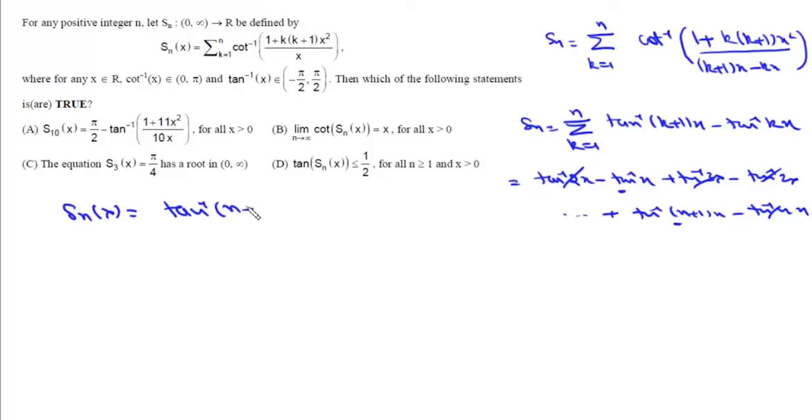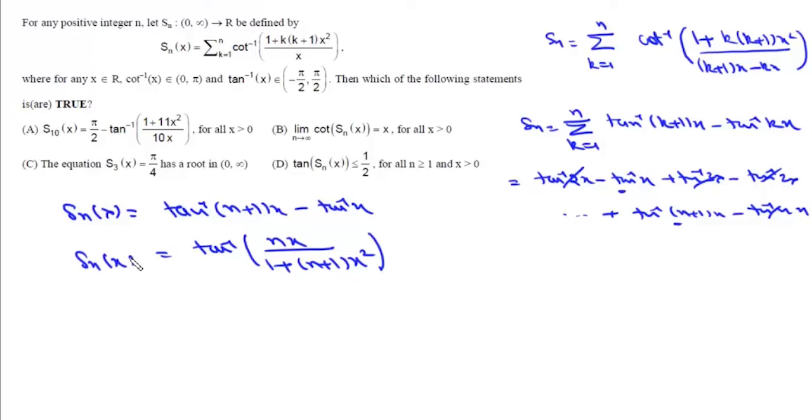tan inverse (n plus 1)x minus tan inverse of x, or we can write this as tan inverse of nx upon 1 plus n into (n plus 1) into x square. So that's the function Sn(x). Now the domain of this function is from 0 to infinity, to R.